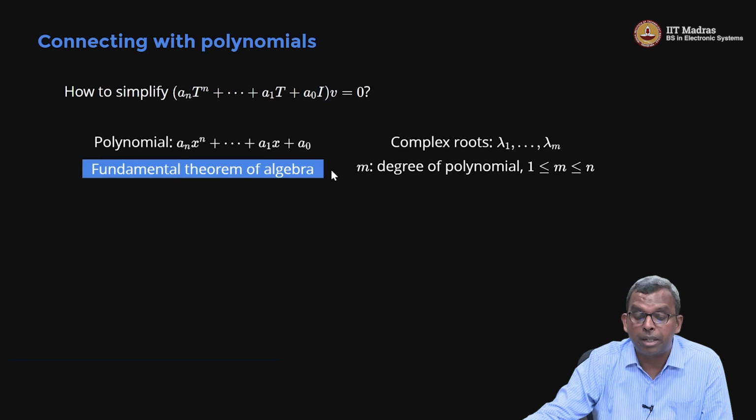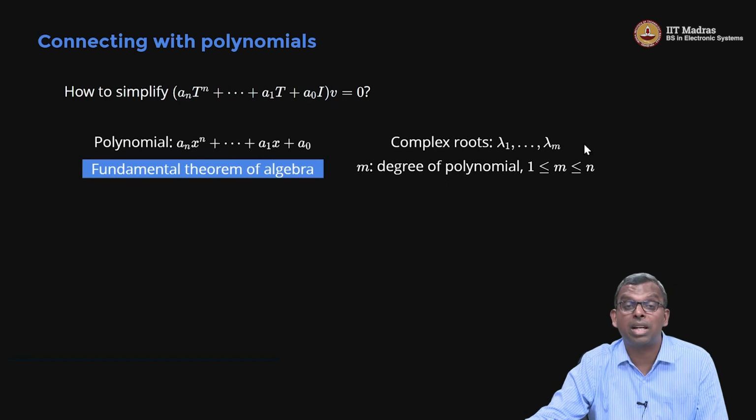There is a theorem called the Fundamental Theorem of Algebra, which guarantees that a polynomial with complex coefficients has, in this case, m complex roots. This m is the degree of the polynomial. This an could be 0, so this polynomial may have degree m, and m is greater than or equal to 1. It's between 1 and n, because one of these coefficients is non-zero, I know for sure. So the degree has to be at least 1. If you have a polynomial of degree m, there are m complex roots. So here is where the complex numbers come in.